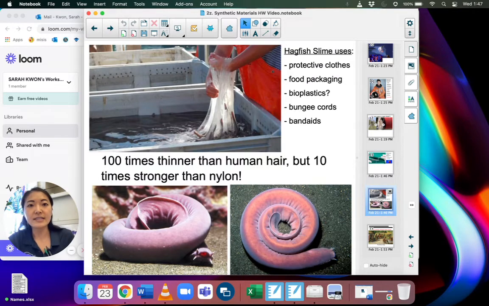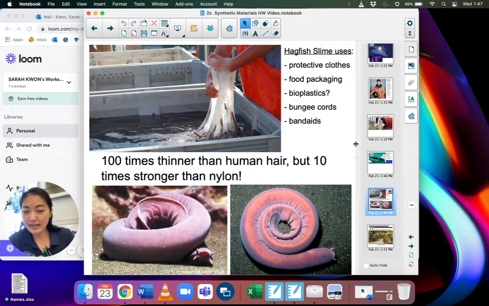Another cool synthetic material, the last one I'm going to talk about, is hagfish slime. Okay, look at this beautiful fish, hagfish. It looks like an eel, but it is a fish. And they make this crazy slime. My goodness, look at this picture. People grow the hagfish inside of hagfish farms in these tanks, and then we harvest the slime to use for protective clothes, food packaging, maybe even a certain type of plastic that can disintegrate in nature, which is really cool. Bungee cords, band-aids.